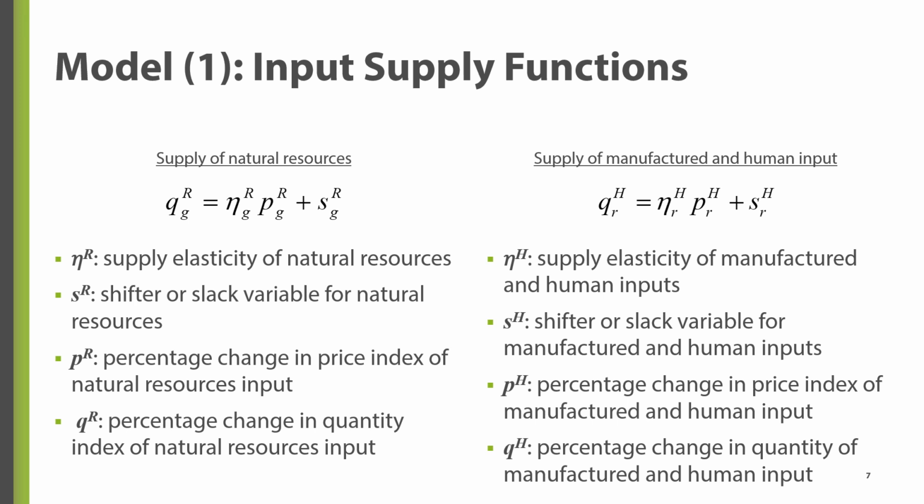The supply schedule for inputs is defined at different scales. The percentage change in supply of a given input depends on the supply elasticity, the percentage change in market prices, and a slack variable, which allows the user to shift supply outward or backwards based on policies or the dynamics of environmental and human systems.